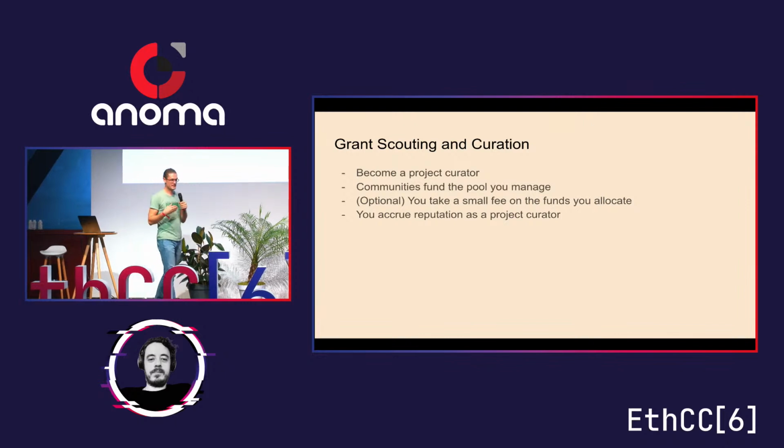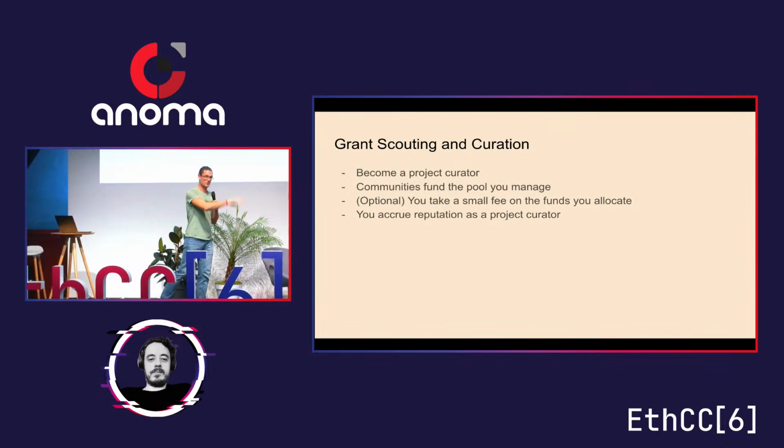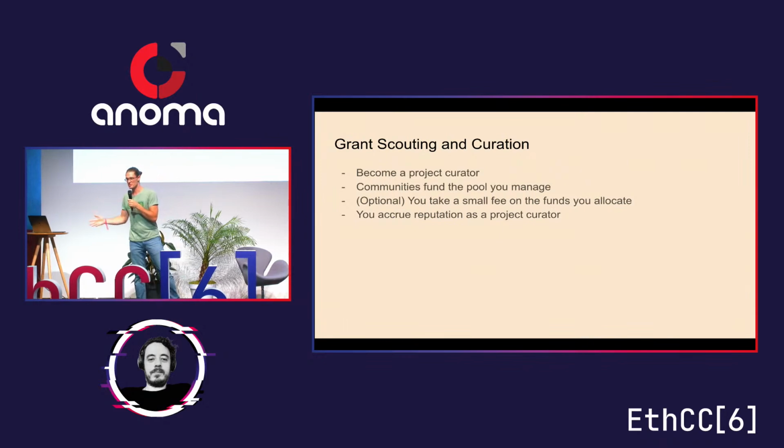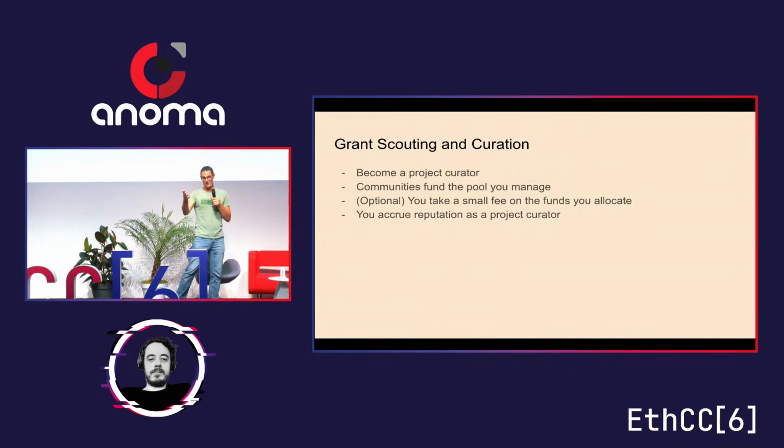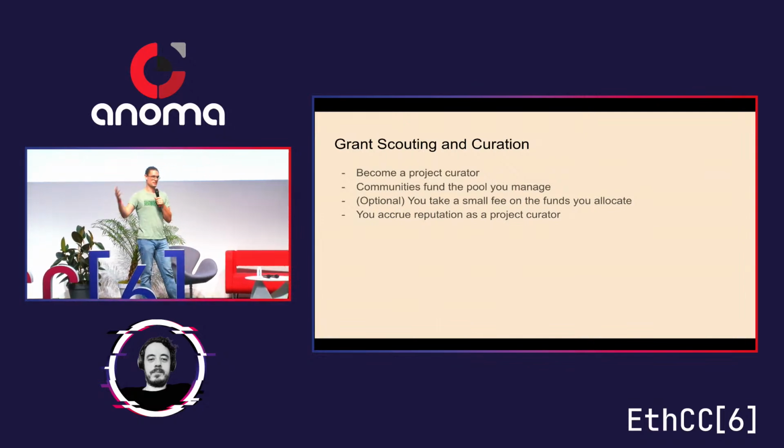Part of that, too, will be grant scouting and curation, right? You can do this at the community level, but you could also do this as an individual, right? Mantle just announced they have a $200 million ecosystem fund. I don't know how they're going to distribute $200 million. That's just so much money.